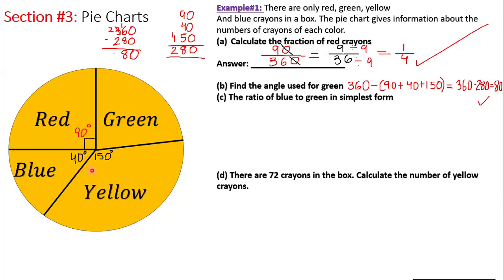I add up all of them to get the 280, right? And then I take 360 and I subtract it from the 280, and that gives us just 80 right there. That makes sense? Yes, sir. Okay, good. Anyone else, class?